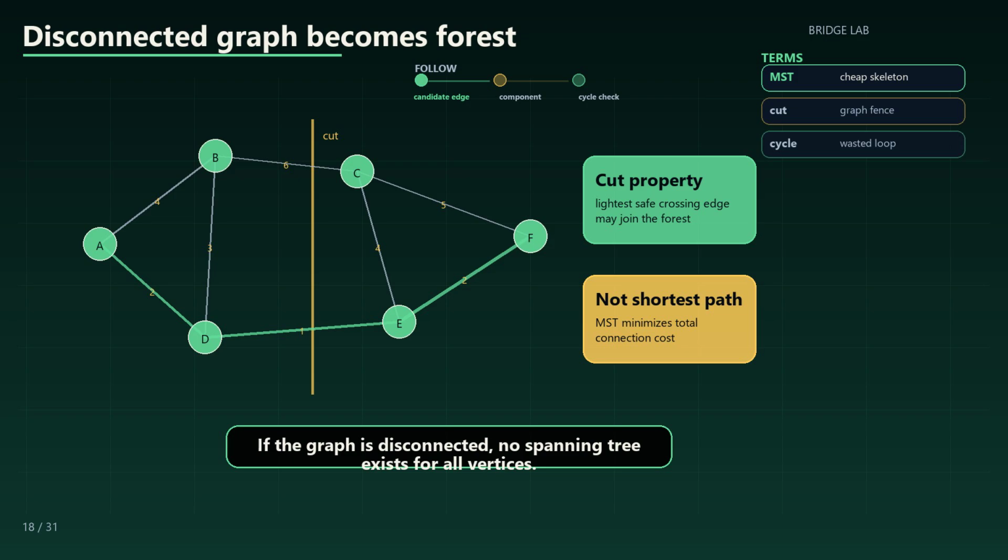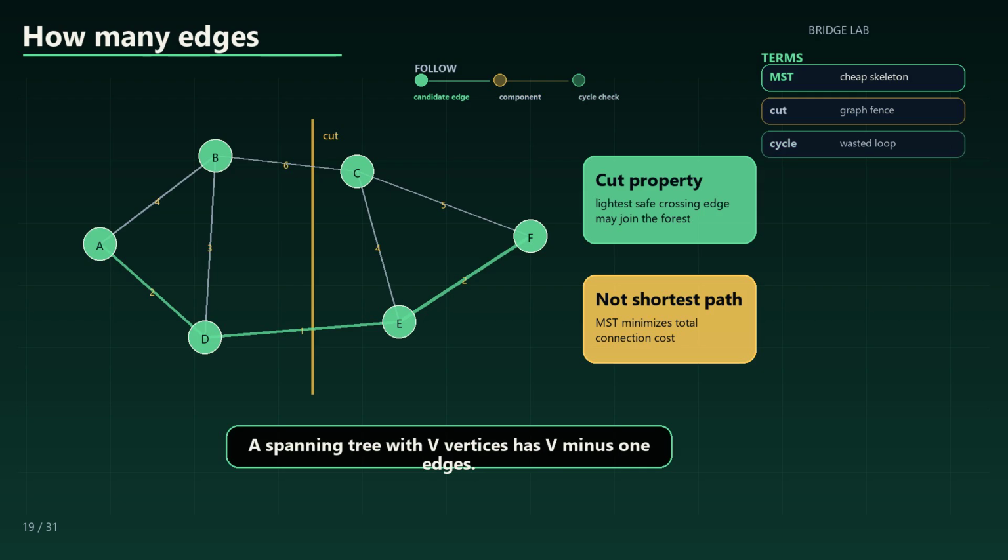If the graph is disconnected, no spanning tree exists for all vertices. The best you can build is a spanning forest, one tree per component. A spanning tree with V vertices has V-1 edges. More edges would force a cycle, fewer edges would leave something disconnected.